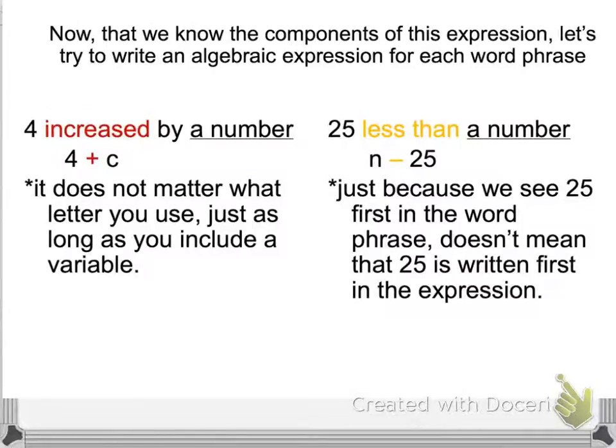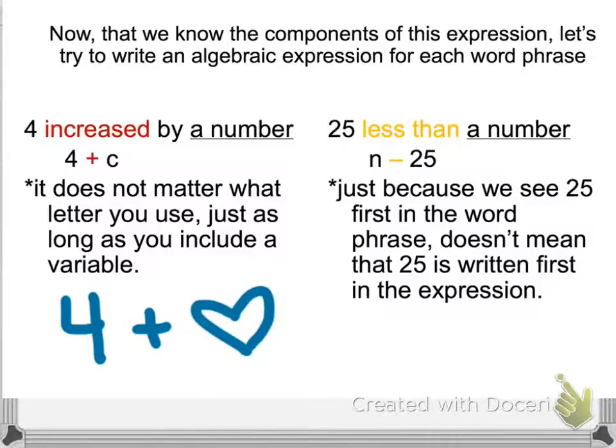Okay, so let's go on to the next. It says, now that we know the components of an expression, let's try to write an algebraic expression for each word phrase. This one says 4 increased by some number. You don't know what that number is, so this is an algebraic expression because it does not have an equal sign. 4 plus c. You could put 4 plus hearts. It could be anything you wanted. It just has to be some kind of symbol that represents a number. That is your variable.